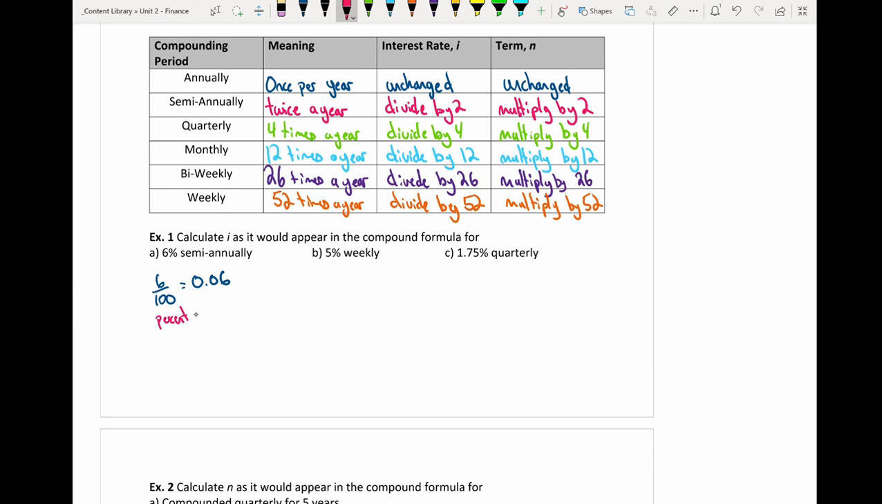I'm going to do that automatically in the next ones, but we should know that we need to turn a percent into a decimal. What we do next for our I value is take that yearly percent, and because it says semi-annually, that means basically 2 compounding periods.